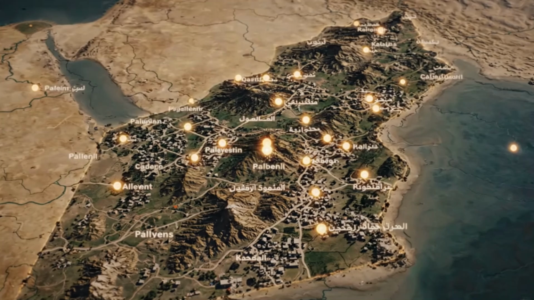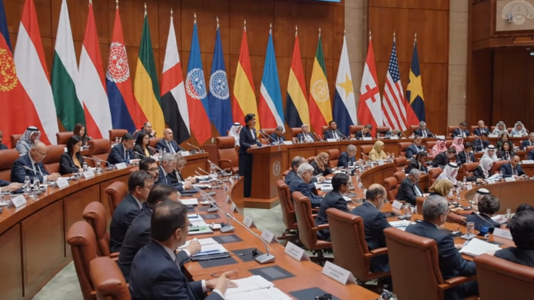As Jewish immigration continued to increase during the British Mandate, tensions between communities grew more intense. Protests, clashes, and political disagreements became more frequent. By the mid-20th century, the situation had become increasingly difficult to manage, and soon, the future of the land would be placed in the hands of the international community.